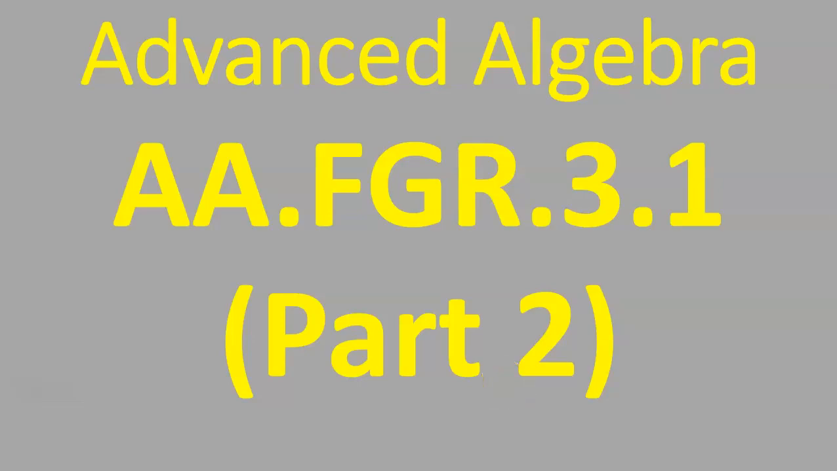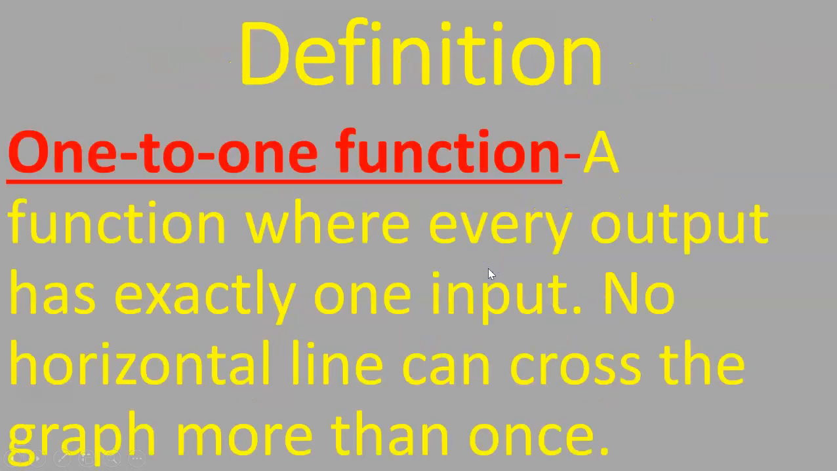Advanced Algebra, Function and Graphical Reasoning, Standard 3.1. A one-to-one function is a function where every output has exactly one input. No horizontal line can cross the graph more than once. Now, a function is the opposite, where every input has exactly one output. But if you can say both that and the reverse, as you read here, then it's a one-to-one function.